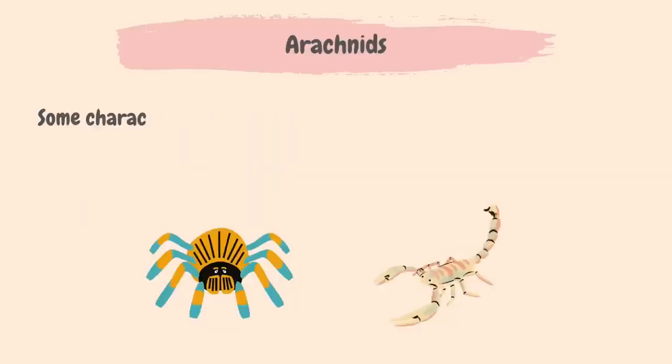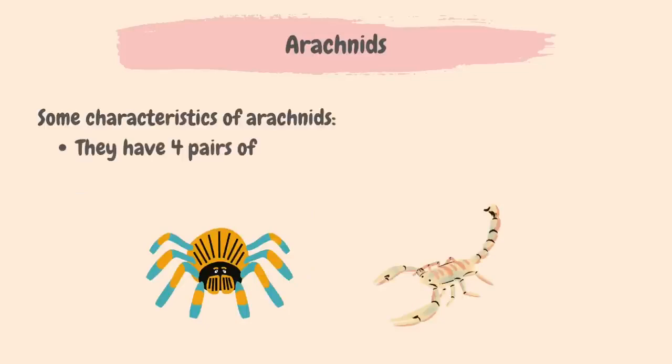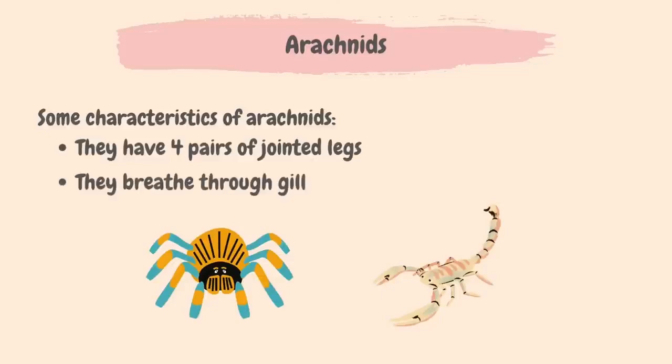The next class of arthropods are arachnids. Some of their characteristics are that they have 4 pairs of jointed legs and they breathe through gills called book lungs. Examples of arachnids are spiders and scorpions.